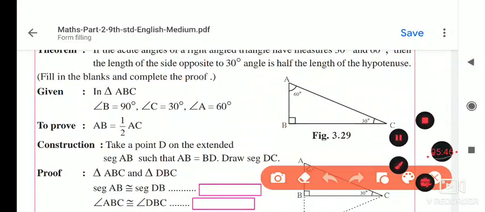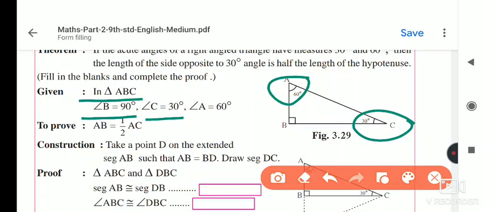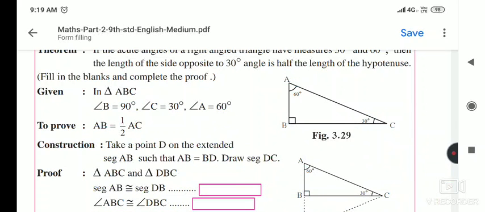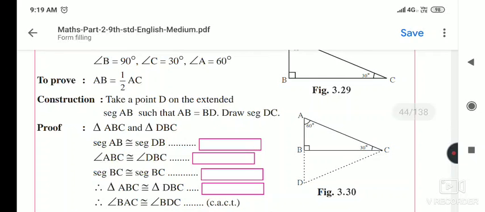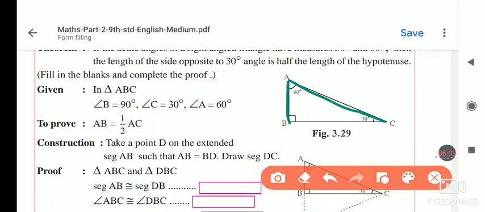This triangle is a right angle triangle, and we have to write the measure of each angle. So given: in triangle ABC, angle B is equal to 90 degrees, angle C is equal to 30 degrees, angle A is equal to 60 degrees. Now what do we have to prove? We have to prove that side AB is half of the hypotenuse, so AB is equal to 1/2 AC.